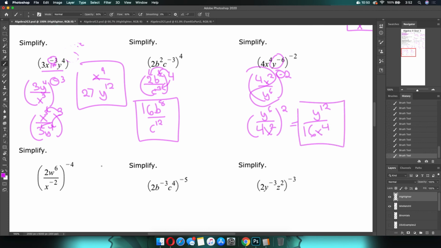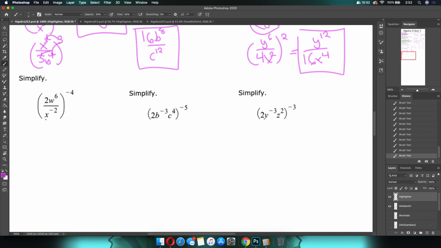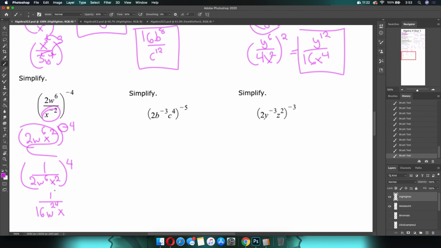All right, a couple more. Negative exponent again, I want to handle that first. So it'll be 2w to the 6, x squared, all of that to the negative 4th. Negative there, that's what makes us flip our entire fraction to become 1 over 2w to the 6, x squared, all of that to the 4th. So 1 to the anything power is just itself. 2 to the 4th power, so it's 2, 4, 8, 16. 16. W to the 6 times 4 is 24. X to the 2 times 4 is to the 8th. Now we're starting to get the hang of this, and we're getting a little bit more comfortable.